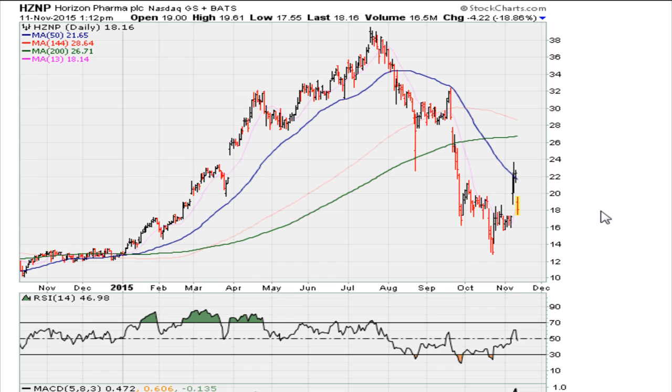Eric Muathe with Muathe.com. Let's take a look here at a stock that is down about 18% for the day. Take a look at what the chart looked like coming into today's drop.